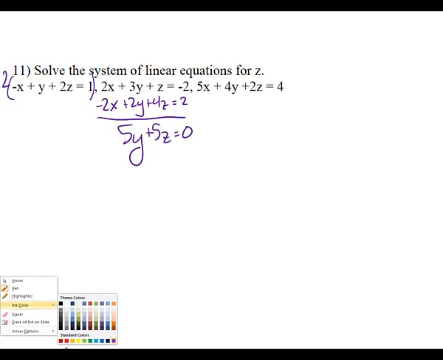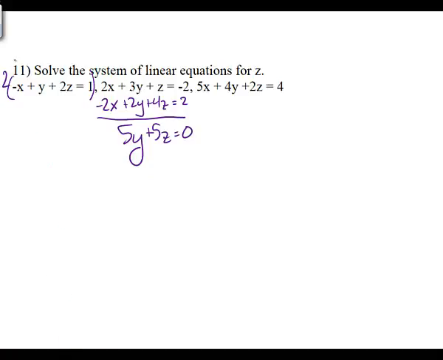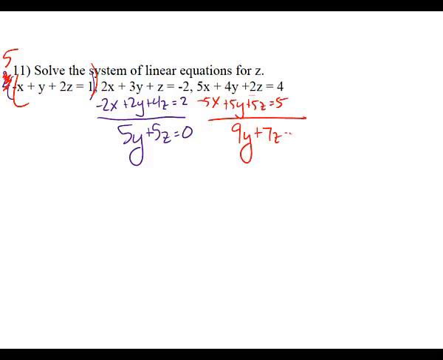Okay, now I'm going to use the other one. I'm going to multiply with the other one. So instead of 2, what are we going to use to multiply? 5, right? Because I want to eliminate the x on this one. So I've got negative 5x plus 5y plus 5z equals 5. The x's are gone. What's 4y plus 5y? 9y. 2z plus 5z 7z. Equals 9.